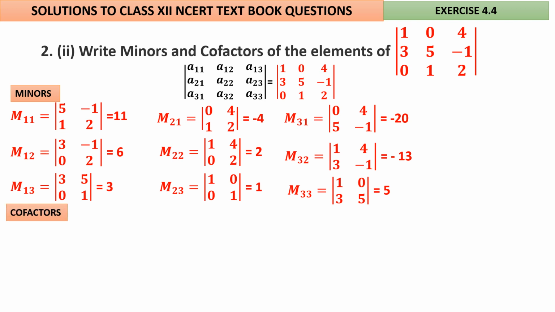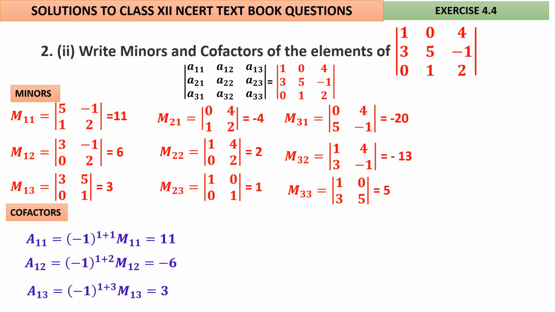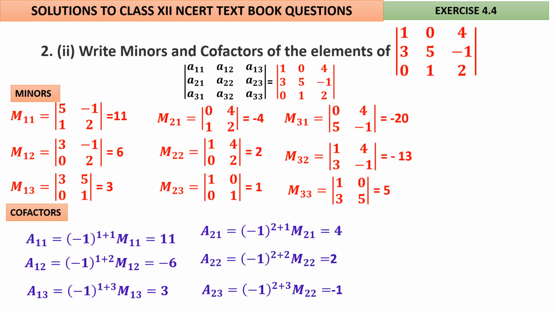Let us go back to the cofactors now. You know that. Now we have to attach the sign. For A11, positive. For A12, it should be negative, minus of M12. A13 once again positive, therefore it is 3. A21, it is negative, minus of minus 4. A22 positive. A23 negative, therefore minus of minus 1, minus of 1, minus 1.